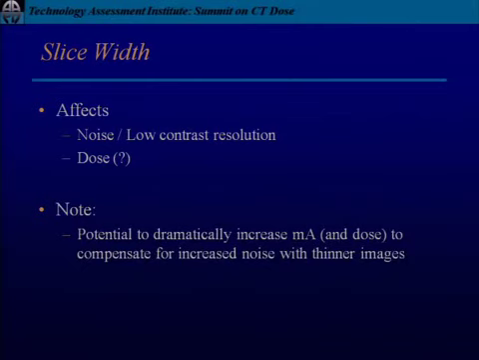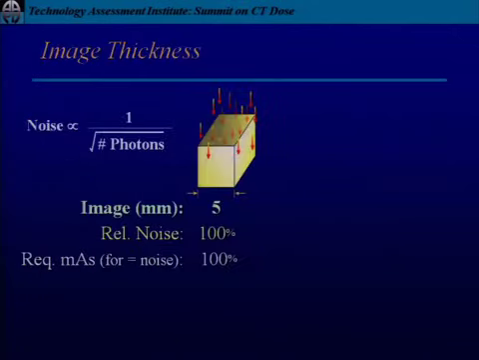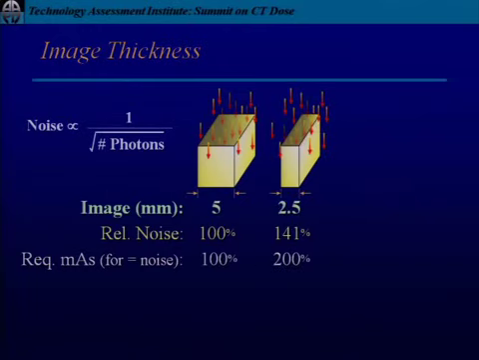However, there is a great temptation to increase the technique, to increase the mass, to increase the dose as we go to narrower and narrower slices. And let me just show you an example of what happens. Okay, we know that noise is inversely proportional to the square root of the number of photons. And we're going to start with a 5 millimeter slice here as our reference value. Okay, let's say we want to go to 2.5 millimeter slices. Our noise goes up 141% compared to our 5 millimeter slices.